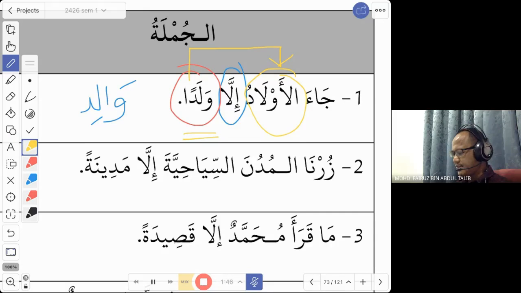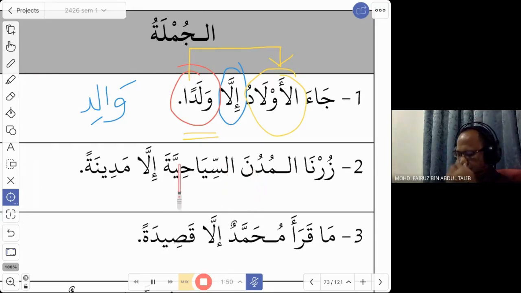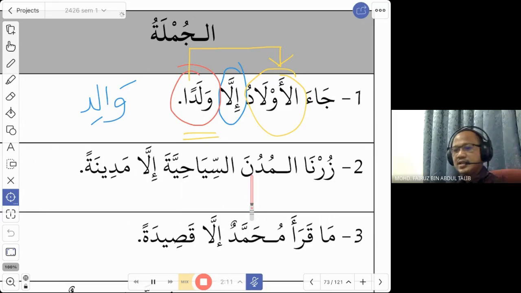Al-jumlatu thaniyah: zurna al-muduna as-siyahiyya illa madinatan. Zurna. Okay, what is the word? Zurna. Visited. Yes, correct. But who visited? We. Yes, so we visited. Zurna al-mudun. We visited cities, mudun, plural of madinah.